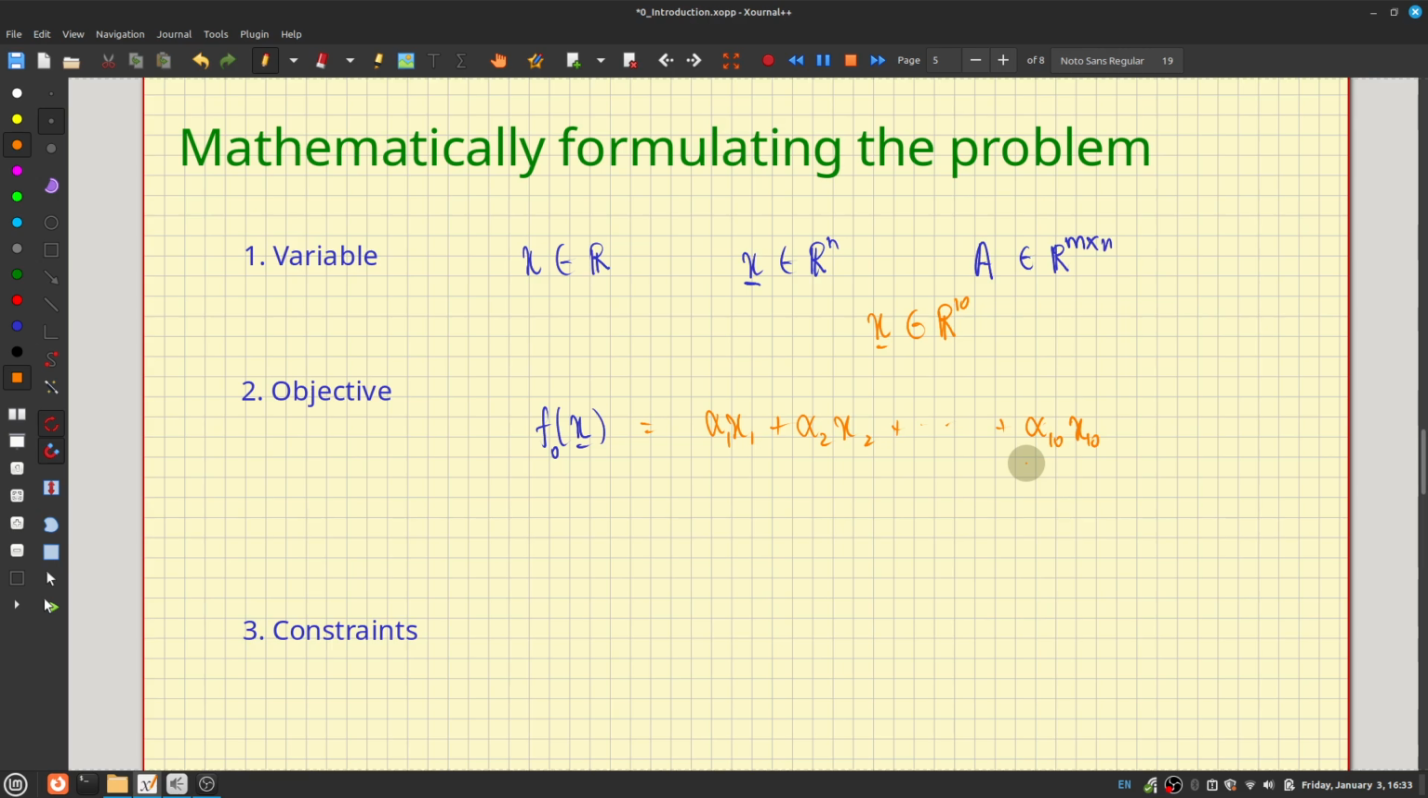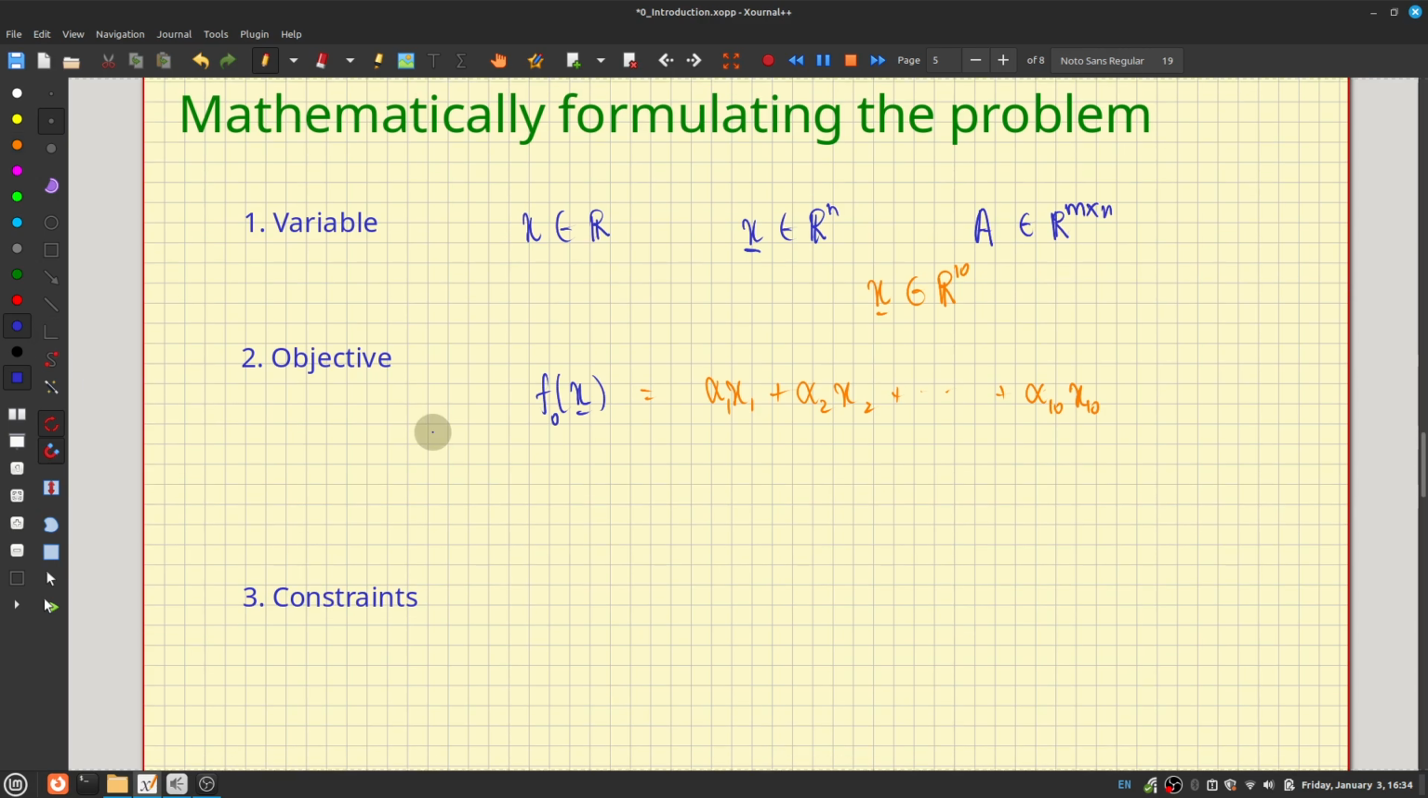In general, I'm going to have some objective function. Okay, that's the second part. The third part is, well, I can't just do this. I don't have an infinite amount of money. I'll have to think about what my constraints are. So these constraints are going to be generally of the form f1 of x less than or equal to b1, f2 of x less than or equal to some amount b2, and so on, fk of x less than or equal to bk.